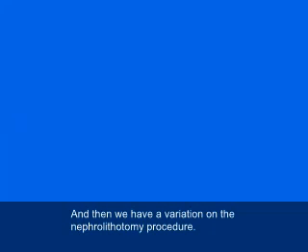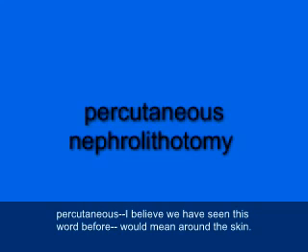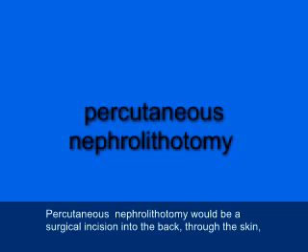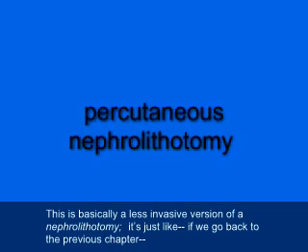Then we have a variation on the nephrolithotomy procedure, and this is known as a percutaneous nephrolithotomy. Percutaneous, I believe we've seen that word before. Percutaneous would mean through the skin. Percutaneous nephrolithotomy would be a surgical incision into the back through the skin for the insertion of a nephroscope that is used to crush and remove a kidney stone. So this is basically a less invasive version of a nephrolithotomy.